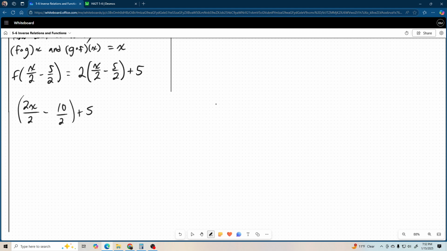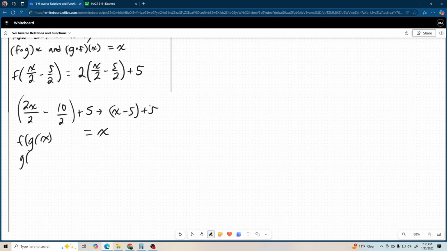All right, let's simplify that a little more. First of all, the 2x over 2 is just going to be x, right? So we'll have x minus 5, and then plus 5. And then what's negative 5 plus 5? Well, it cancels out. So this is all going to equal x. So far so good, right? When we do this, this was f of g of x, and that equals x, right?